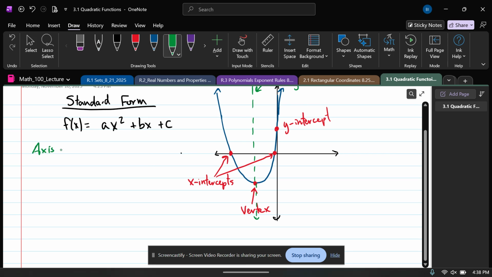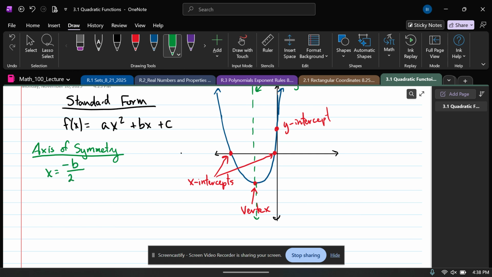the axis of symmetry, the formula for that is negative b divided by 2a. X equals negative b divided by 2a. It's x equals a number there because it's a vertical line. That negative b divided by 2a is the a and the b from the quadratic equation up there. Just like what we had done with quadratic formula in the lab tonight, this is part of it. Okay, so the negative b over 2a is the axis of symmetry.